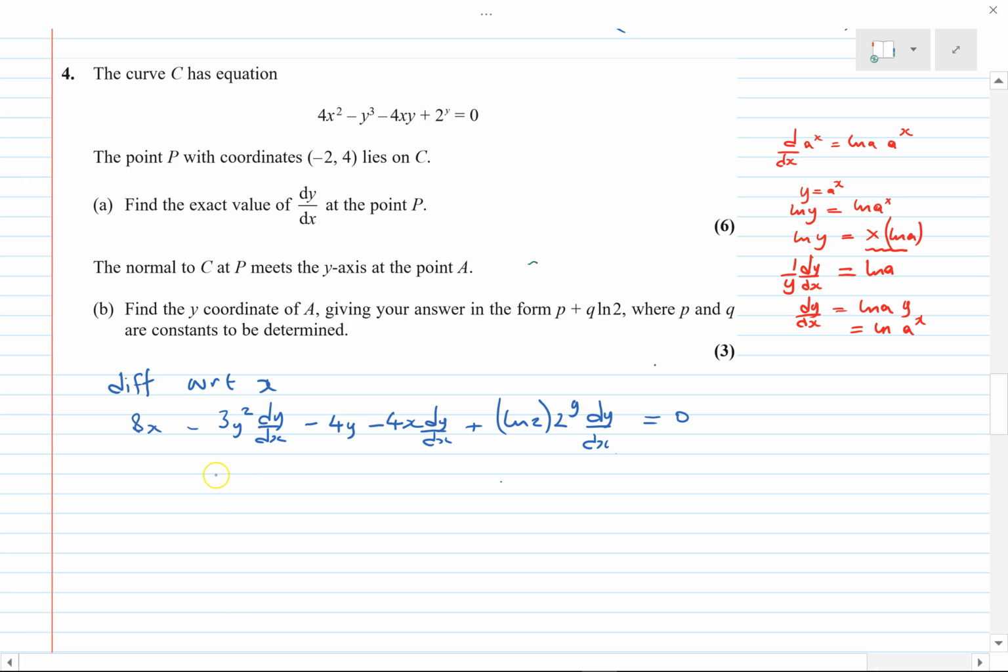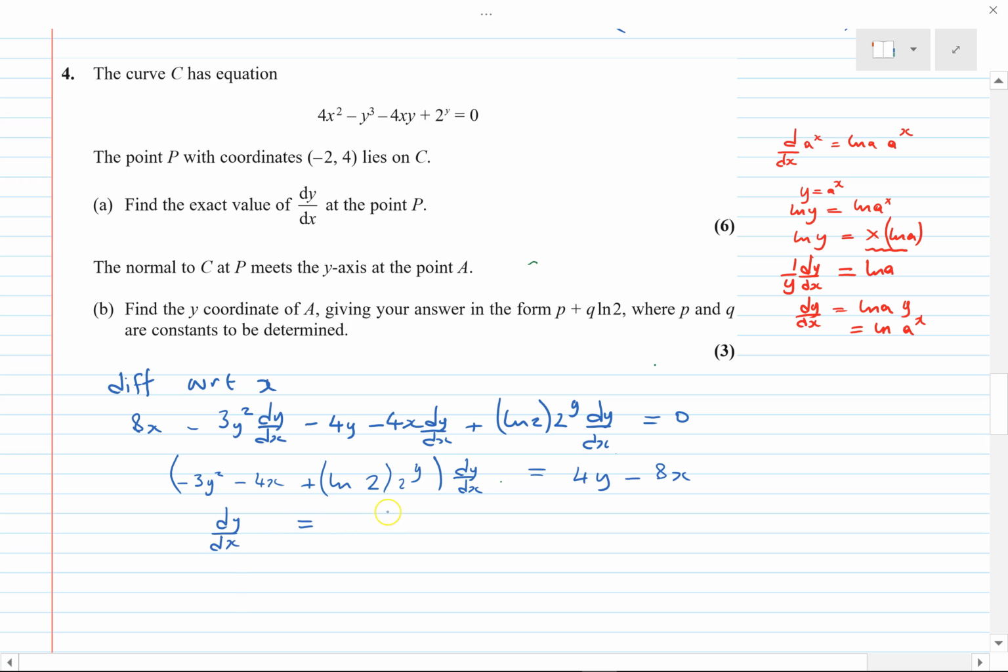Okay, so now let's factorise the dy by dx terms and bring the 8x and the 4y over to the other side. So we've got minus 3y squared, that's a dy by dx with it, minus 4x plus ln 2 to the y. Got to be careful that the ln 2, I'm going to bracket it so it's pretty clear that ln 2 is separate, times by dy by dx is equal to, say, taking the 4y and the 8x to the other side.